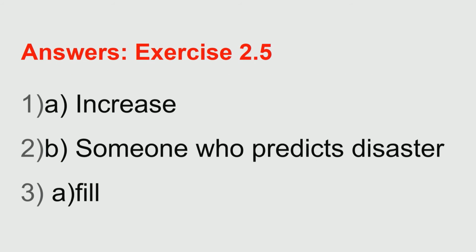Okay, so here are your answers. First, went up is increase, doommonger is someone who predicts disaster, and stuff is fill. Stuff your mattresses with notes, bank notes.